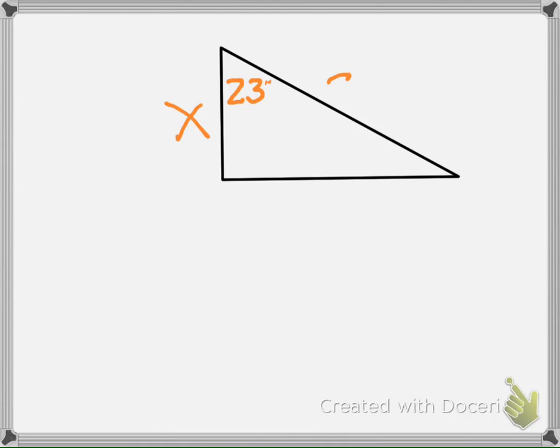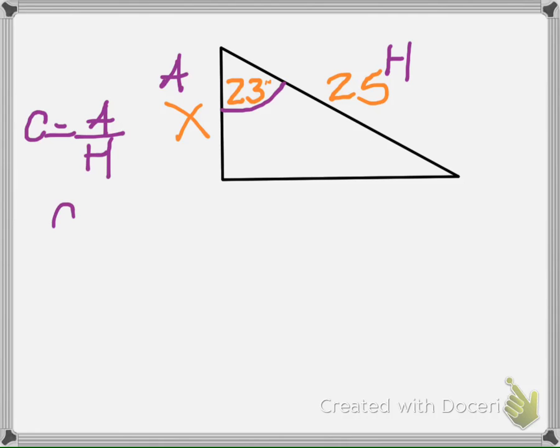Okay, so here I have another problem. Last problem. I have a right triangle. I have an angle of 23 degrees, and I have one leg forming that angle, and I have the hypotenuse. So what's the relationship between that leg with respect to that angle? Yes, it's adjacent. And we have the hypotenuse. So what ratio can I use? Adjacent and hypotenuse, I can use cosine. Cosine equals adjacent over hypotenuse.